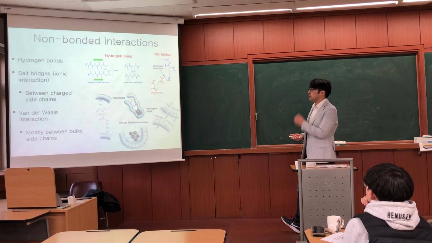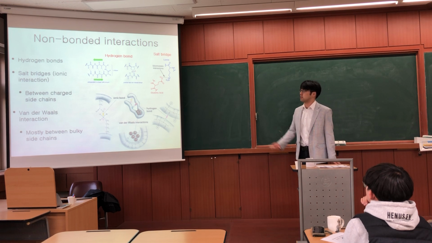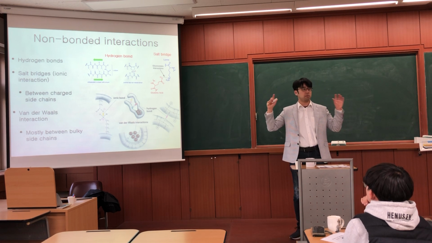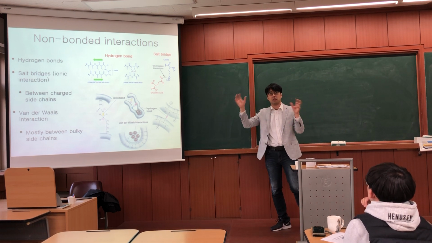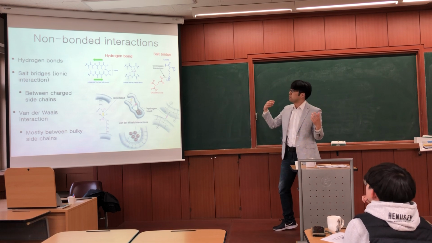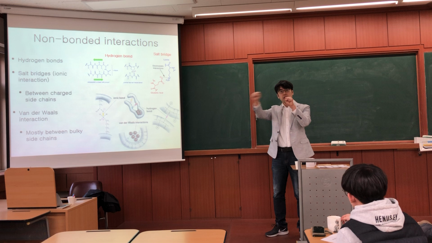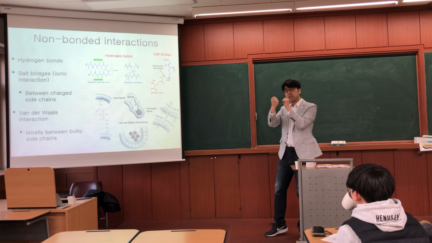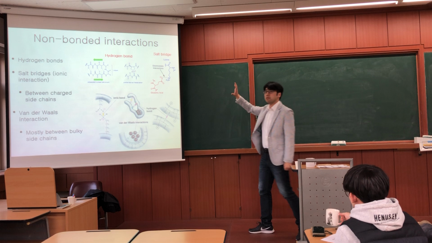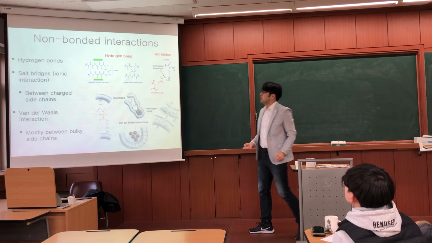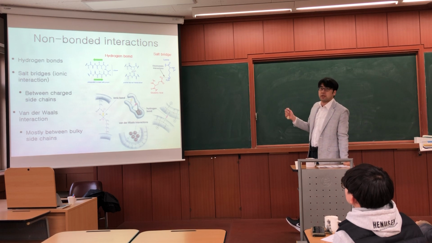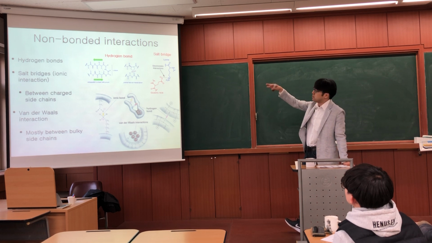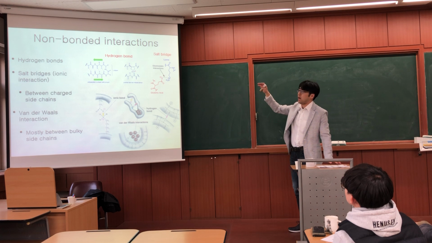But in addition to that, there are other non-bonded interactions. Non-bonded interaction means the interaction between atoms which are not connected by covalent bonds. If two atoms are connected by covalent bonds, they are very strongly connected. But if two atoms are not covalently connected, then they interact with non-bonded interactions. Examples of non-bonded interactions are hydrogen bonds and salt bridges. A salt bridge means ionic interaction.